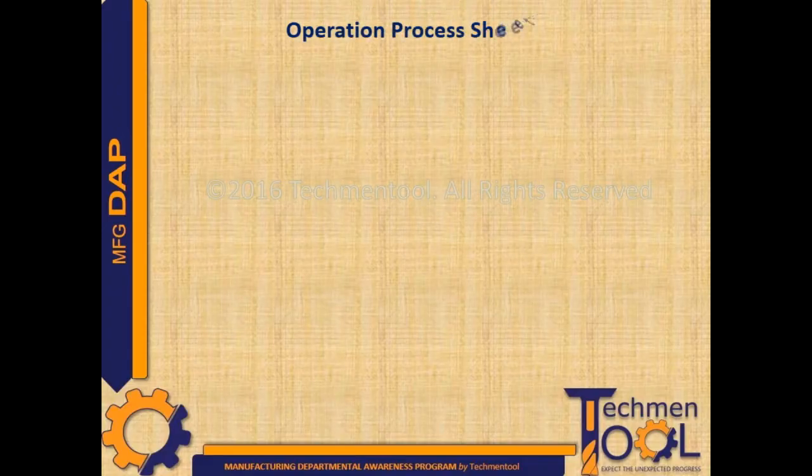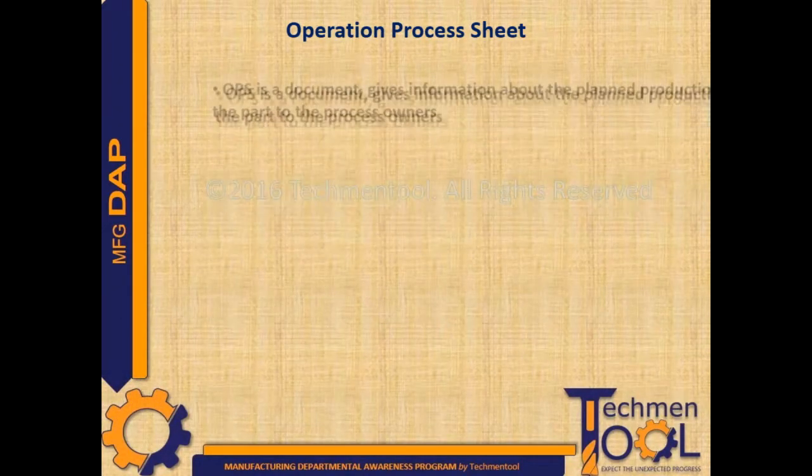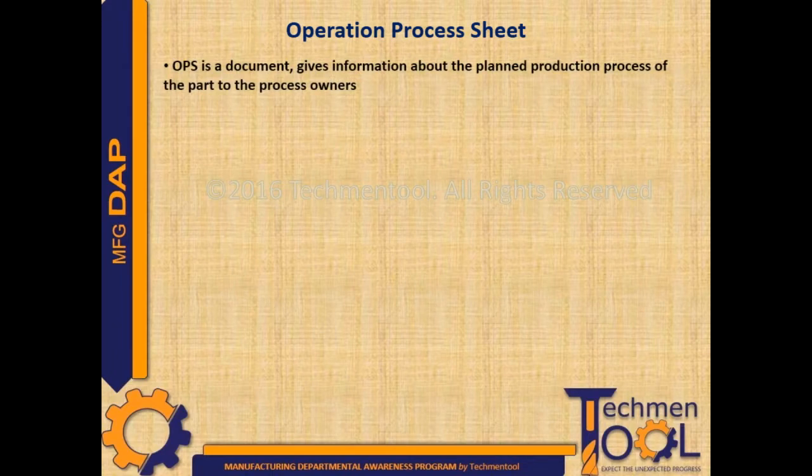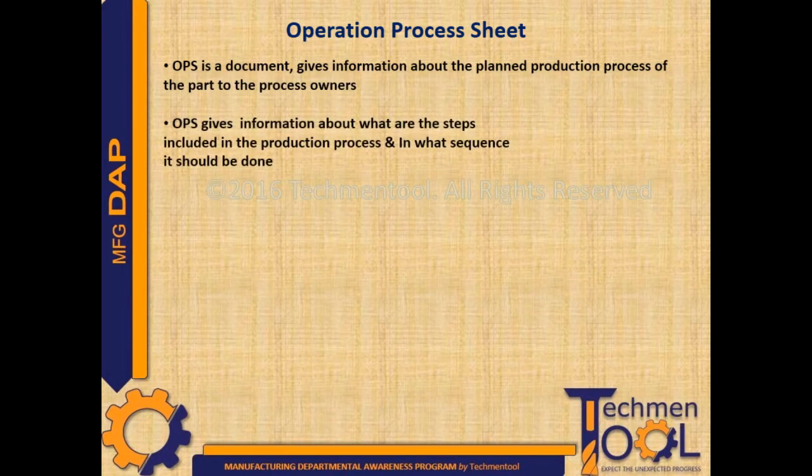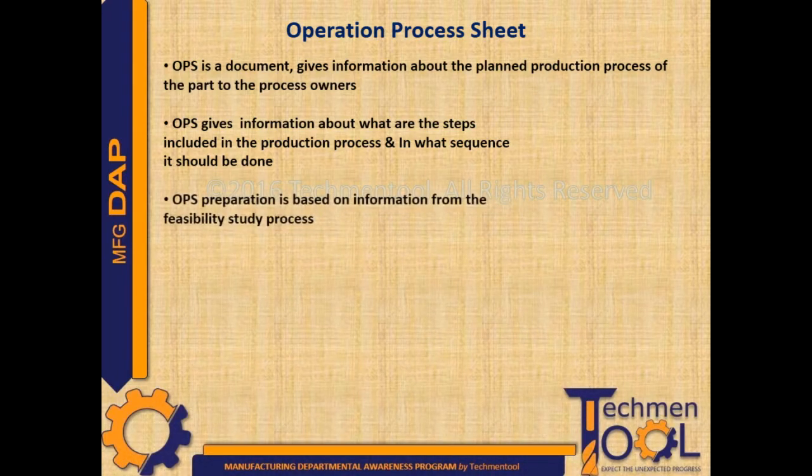Operation process sheet. It is a document that gives information about the planned production process of the part to the process owners, usually operators or setters. This gives information about what steps are included in the production process and in what sequence it should be done. OPS preparation is based on the information from the feasibility study process.